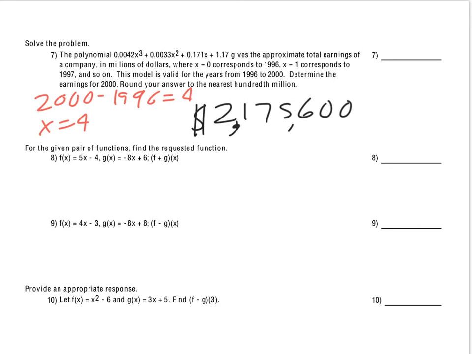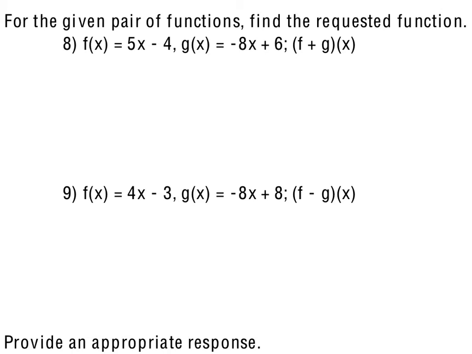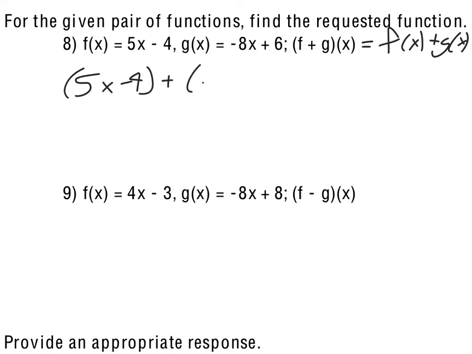Looking at number 8, they give us those functions. They just want us to find f plus g of x. When I'm looking for f plus g of x, again, that's really just f of x plus g of x. So I'm really just adding those two polynomials together. So 5x minus 4 plus negative 8x plus 6. So I can combine my x's. That would be a negative 3x. Combine my numbers, negative 4 and 6, so a plus 2. So that's what we get for f plus g of x.